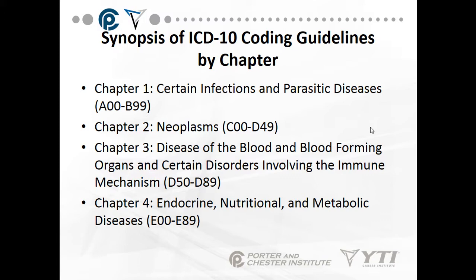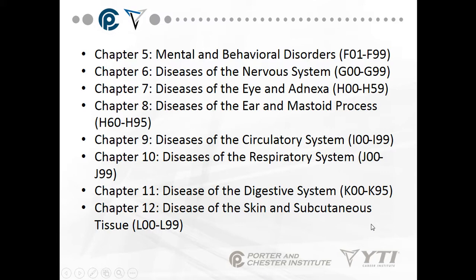Chapter 3 is again D codes, and these include, along with these other codes, diseases of blood and blood-forming organs, and certain disorders involving the immune system. So the neoplasms are D00 through D49, and chapter 3 is D50 through D89. Chapter 4 is endocrine, nutritional, and metabolic diseases, the E codes. Chapter 5 is mental and behavioral health disorders, such as anxiety and depression. Those are the F codes. Chapter 6 is diseases of the nervous system, the G codes, and this could be cerebral palsy or Parkinson's.